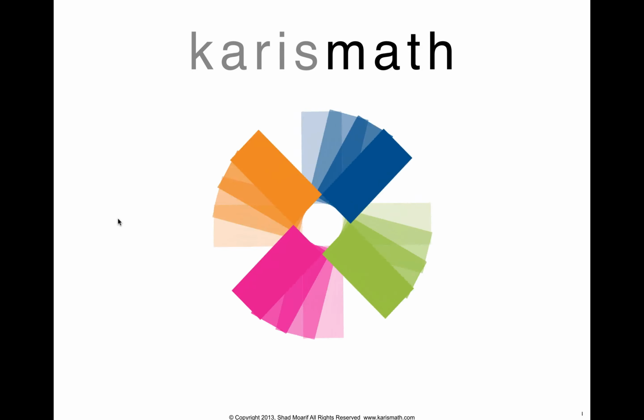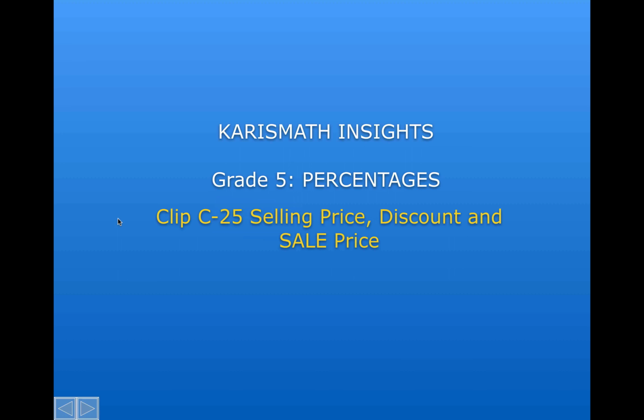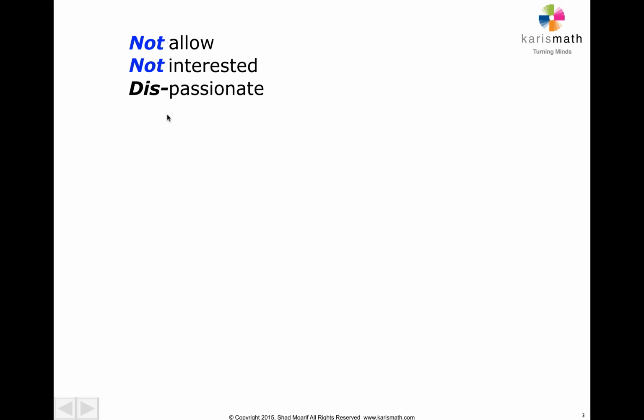Some more problems with percentages. We will now look at the selling price and what it means, the word discount and sale price. So let's start with the word discount. Disallow means not allow, or disinterested means not interested, or dispassionate means not passionate, or discount means not count.